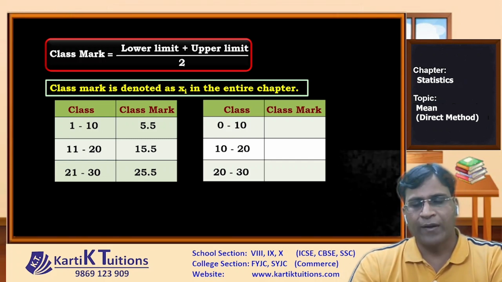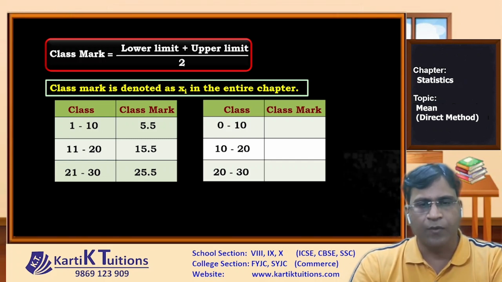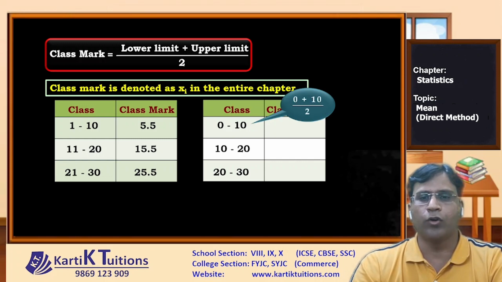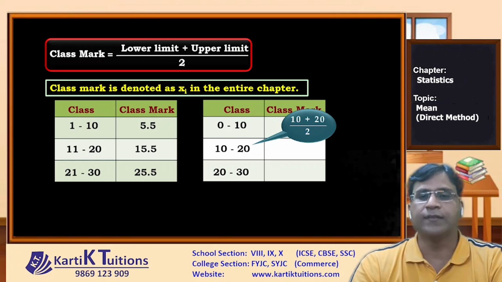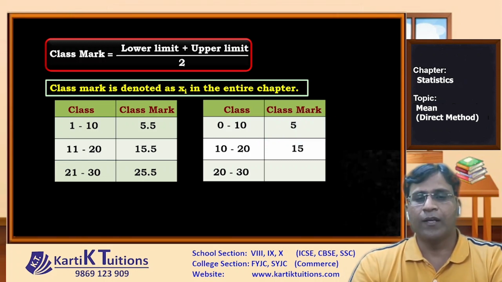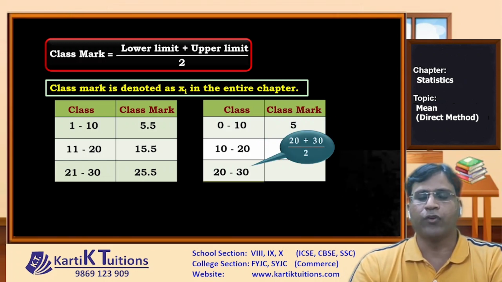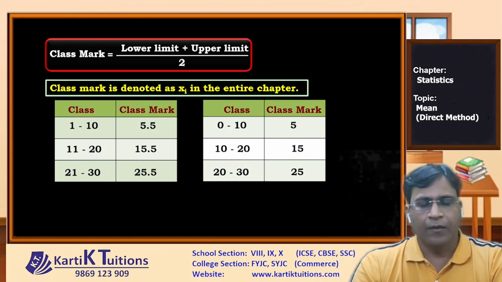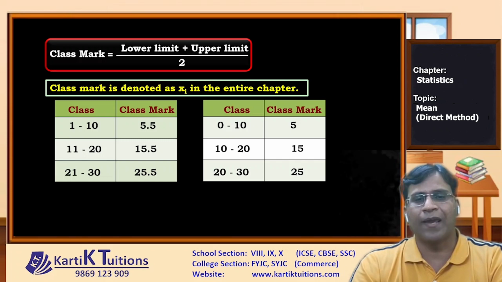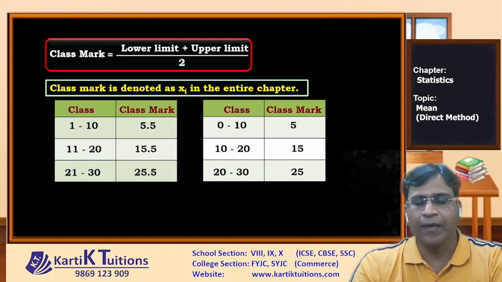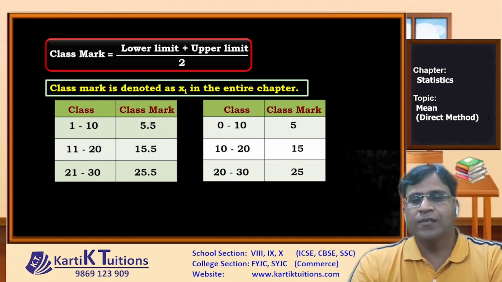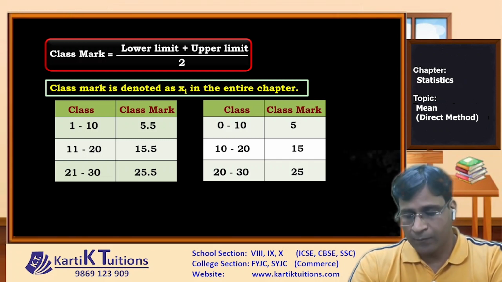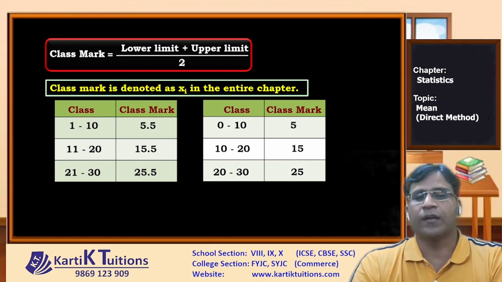Now here, to find the class mark, again the concept is the same. 0 plus 10 upon 2. What is the answer you'll get? 5. 10 plus 20 upon 2, so the answer you'll get is 15. 20 plus 30 upon 2, so 50 upon 2 will give us 25. And in the entire chapter, the class mark is always denoted by xi, where i stands for the class number of that class.